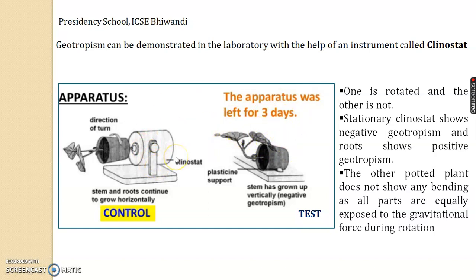The one which is stationary will show negative geotropism in the shoots, and the roots will show positive geotropism. And the other plant is not showing any bending. Why? Because all the parts are equally exposed to the gravitational force during rotation. So this is a stationary clinostat which is showing negative geotropism in shoots and positive in roots. Who is showing negative? Shoots. Who is showing positive? Roots. Please understand the difference between the positive and the negative tropism movements.